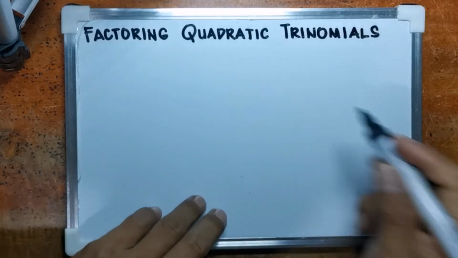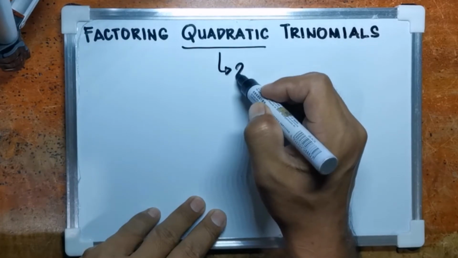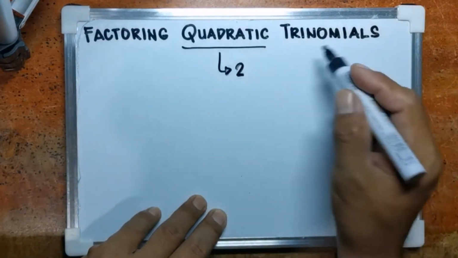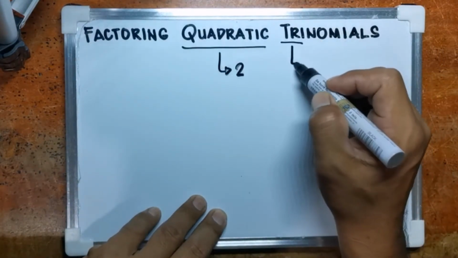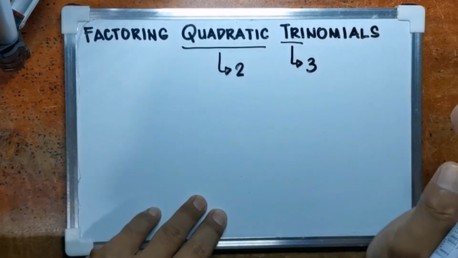Pag sinabi natin quadratic, the degree or the highest exponent of the polynomial is 2. And pag sinabi naman natin trinomial, ibig sabihin tatlo. So a trinomial has 3 terms.